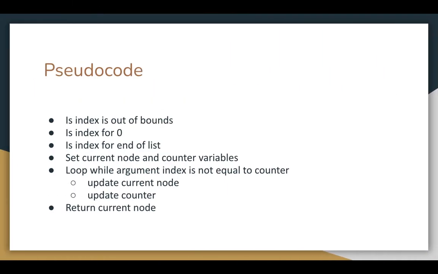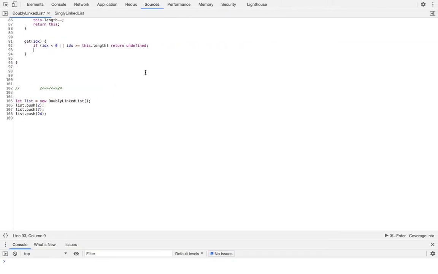Next, we're going to check if the index is 0. If the index is equal to 0, then we just return the head, because it's the very first node that we're seeking. So return this.head.